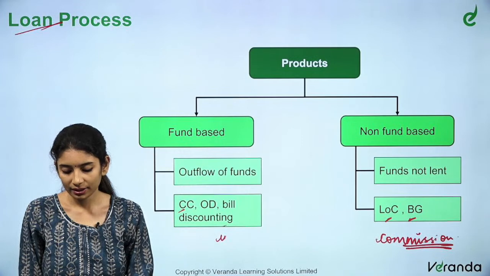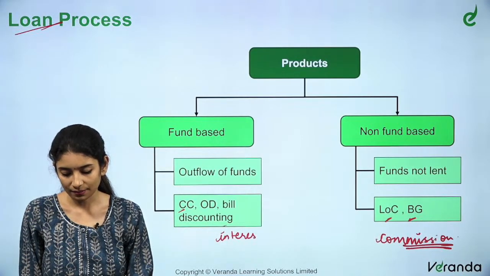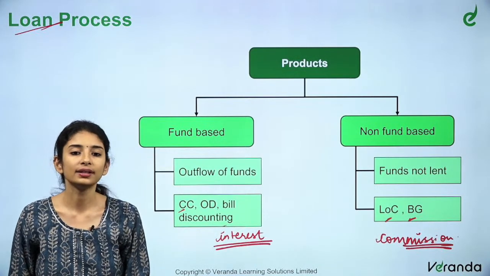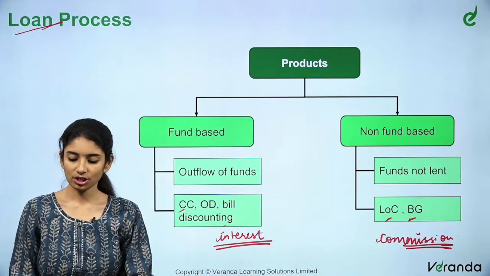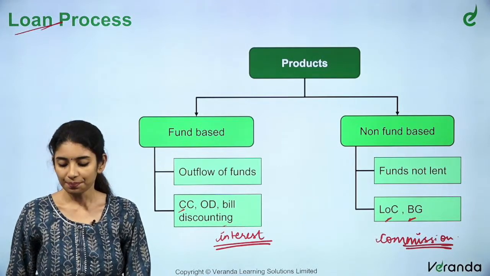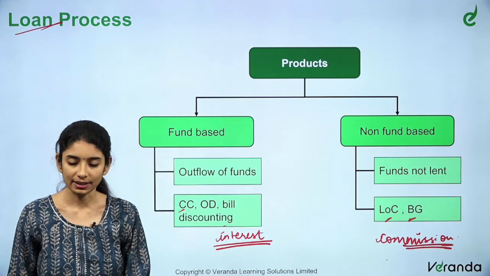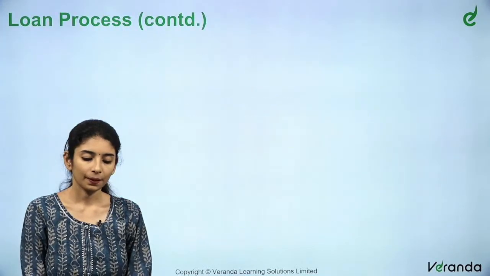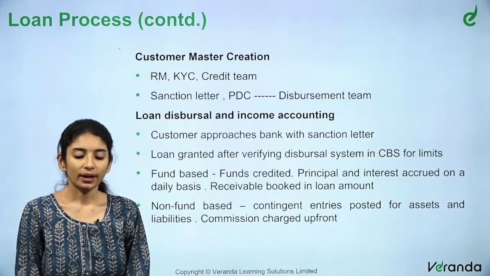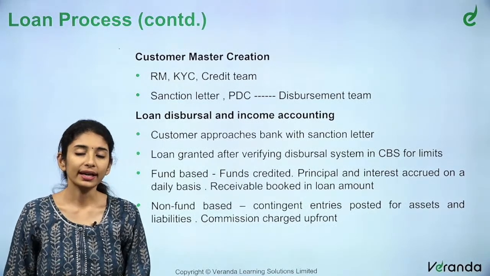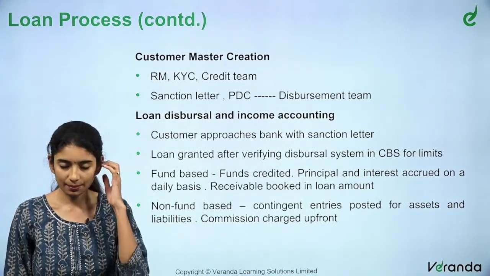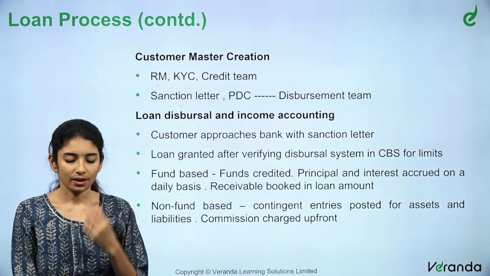Clear? Here it is interest for fund based, and here it is commission for non-fund based. Clear? Letter of credit and bank guarantee. So under the loan process, number one, create a customer master. You'll follow the same steps.